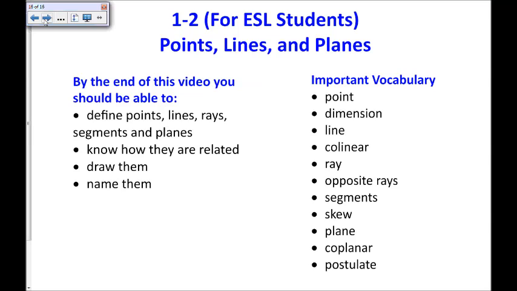So this video was about points, lines, and planes, and a lot of vocabulary. I hope you can define these vocabulary words, know how they are related, correctly draw them, and correctly name them.